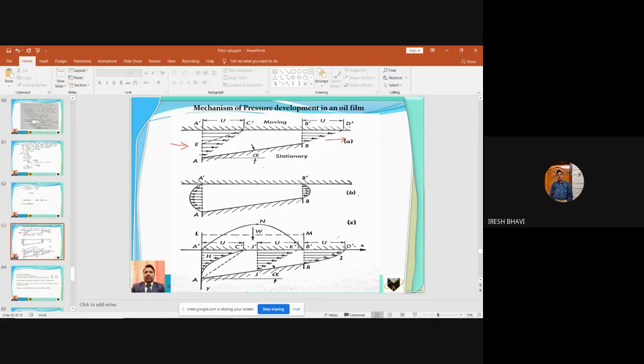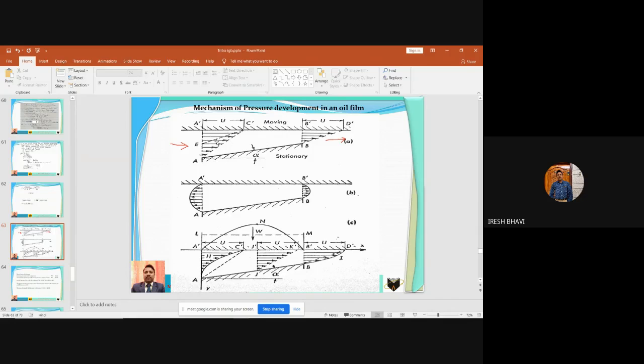If you draw the velocity distribution for this pressure induced flow, at A dash it will be like this curve, and at B dash it will be like this. This is the velocity curve due to flow of fluid due to rotation of the shaft, and this is the velocity distribution due to pressure induced flow. If you superimpose this curve on this curve, we will get this type of curve. So this is also a velocity distribution.